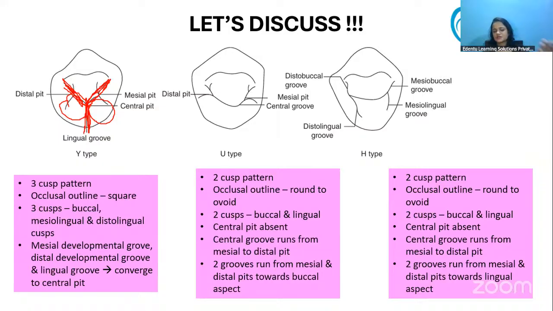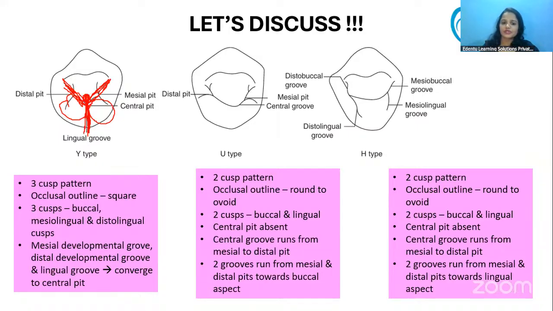When this three cusp pattern is seen, then you can see this Y type of groove pattern. And here what is happening is that there will be a mesial developmental groove and a distal developmental groove and a lingual groove. Okay, so all these grooves will meet at this central pit. So this is usually what is seen in the Y pattern.